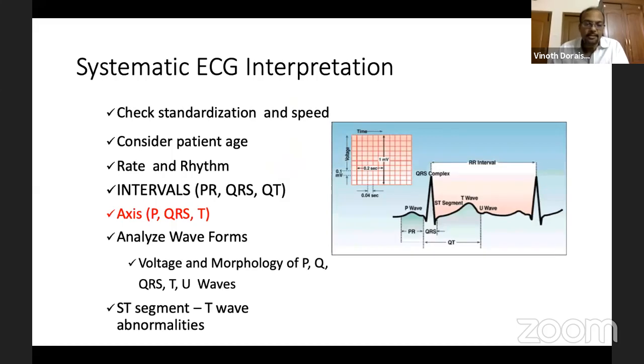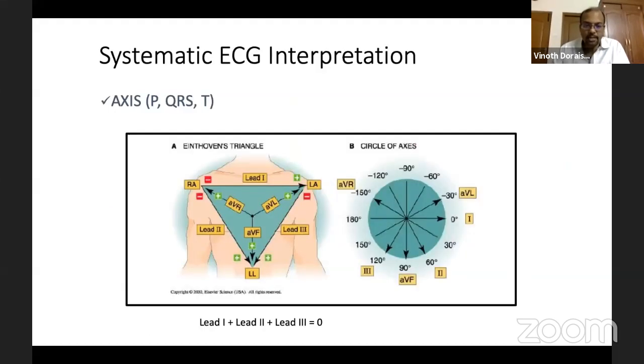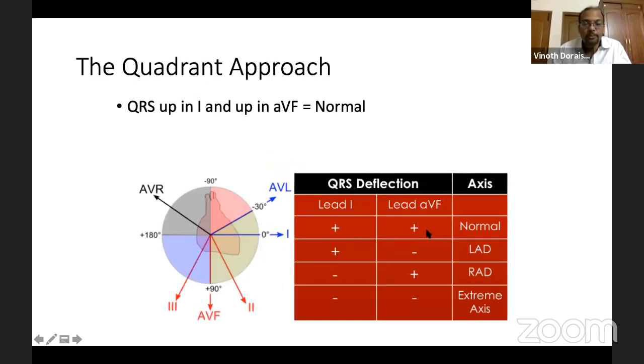So coming to the axes, now we have the axis. We can calculate the P wave axis, the QRS axis, and the T wave axis. So everything is very important. For calculating all the axes, we always have to go back to our Einthoven's triangle and the hexaxial reference and know all the leads and the degrees. Now we'll come to the calculation of the QRS axis. You have two methods: one is the quadrant approach and one is the isoelectric method.